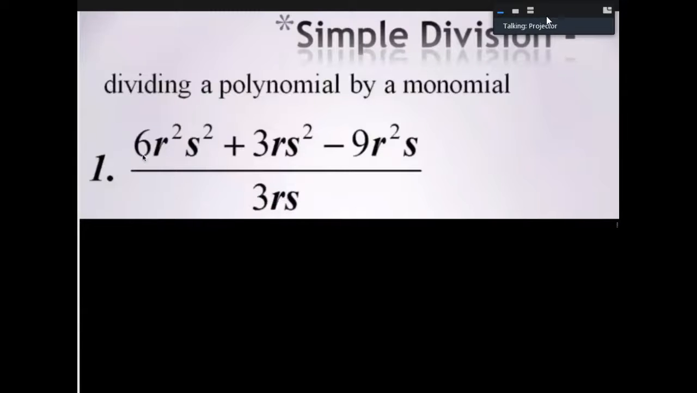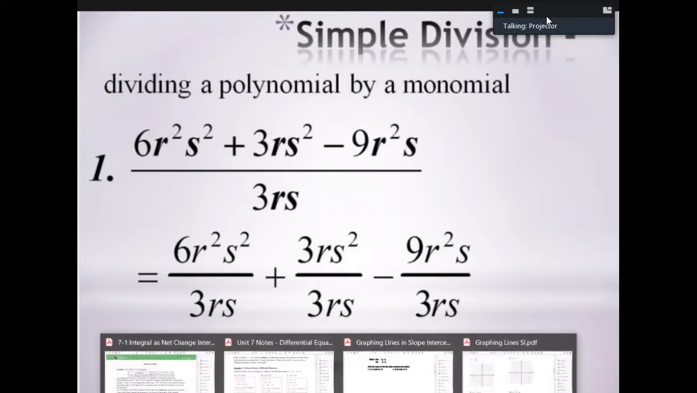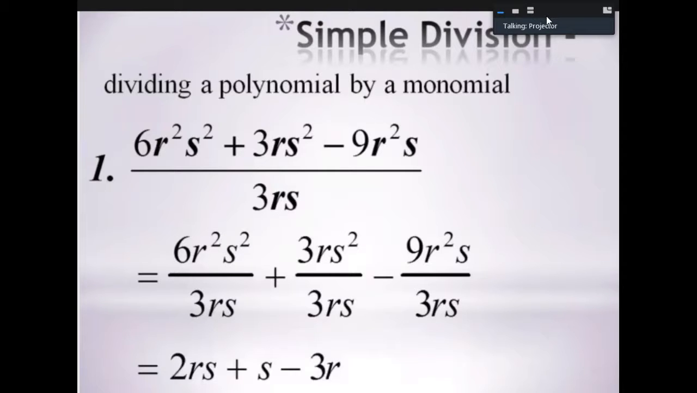So in order to divide multiples by a single term, we rewrite it so that that polynomial term is sort of underneath each of those individually. So you're going to take that one term and rewrite it under each term. So you're going to simplify each of those exactly like we simplified in section 1. So that you get a final answer of 2RS plus S minus 3R.